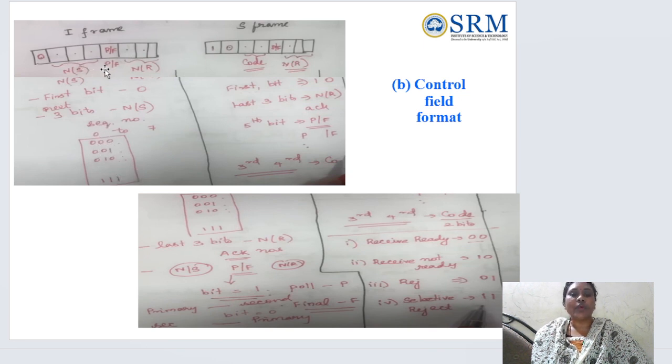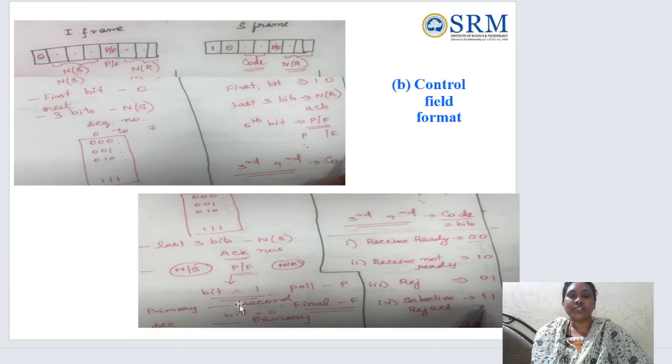The next one is N(R). N(R) is the acknowledgement. N(S) is the sender part, and N(R) is the receiver acknowledgement part. In between is P/F. P means poll, and F means final.